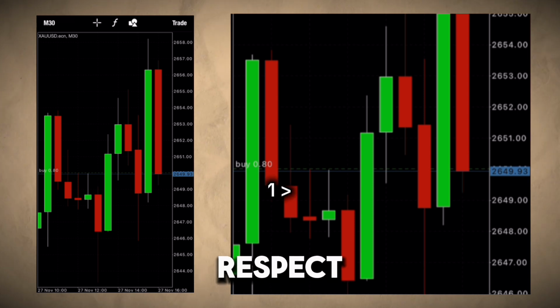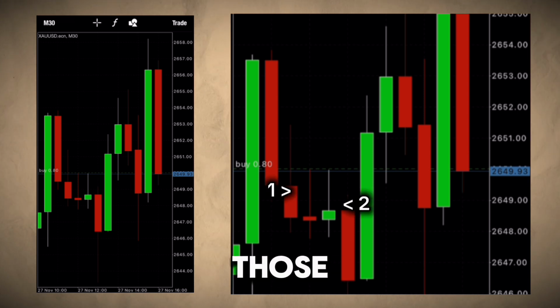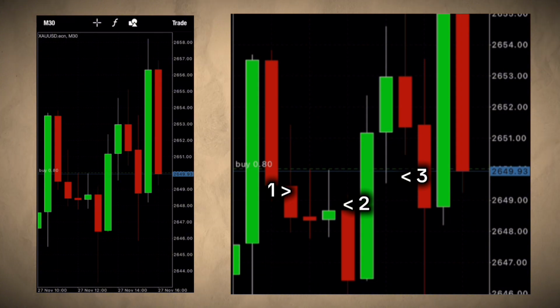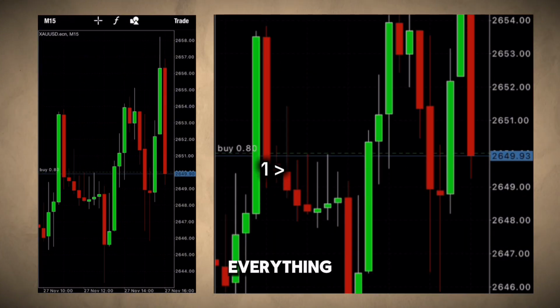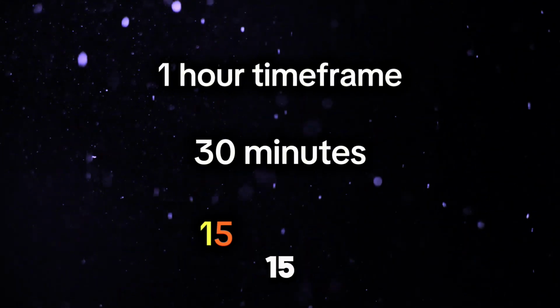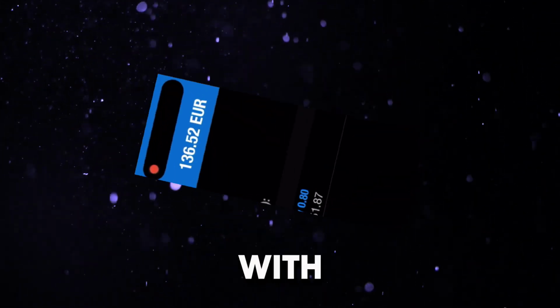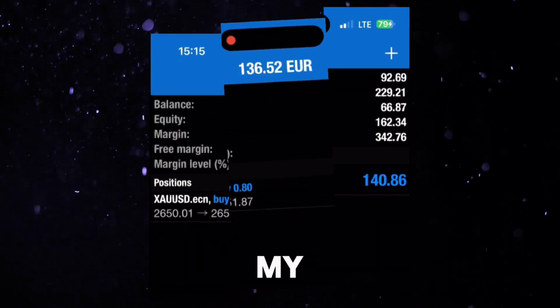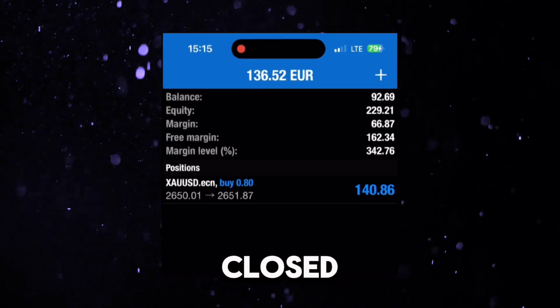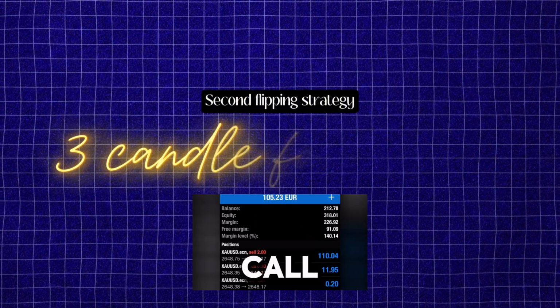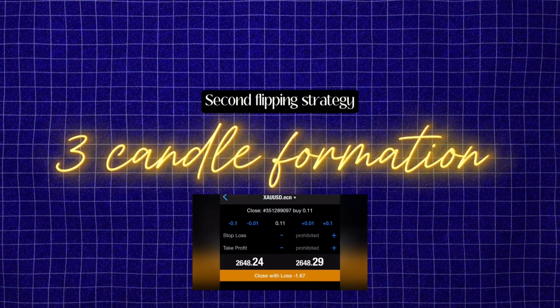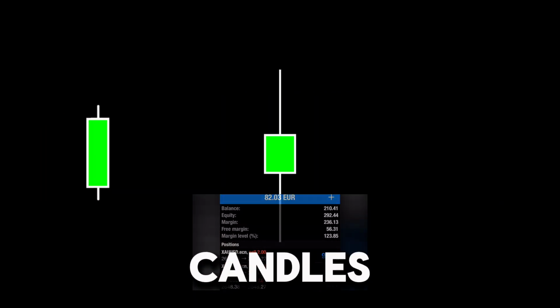It must respect at least 2 wicks and trap all those orders between that tiny line. As it did also on the 15 minutes time frame. Everything was perfectly distributed on the 1 hour time frame, 30 minutes time frame, and 15 minutes time frame. With this confluence altogether, I got my first major flips, closed, and applied the next secret strategy on the second trade, which I call the 3 candle formation theory, which as the name goes involves 3 candles.